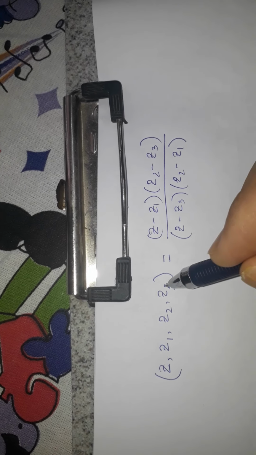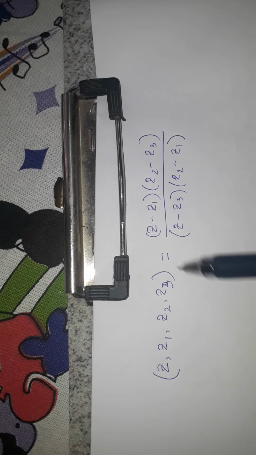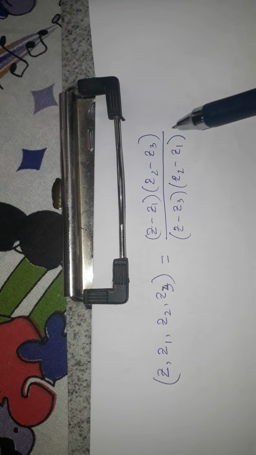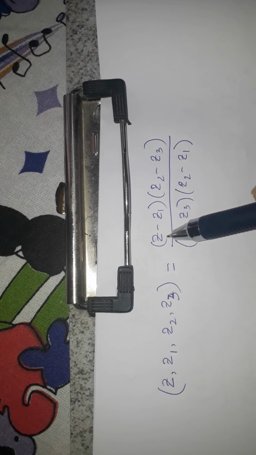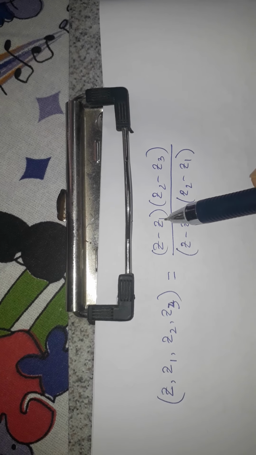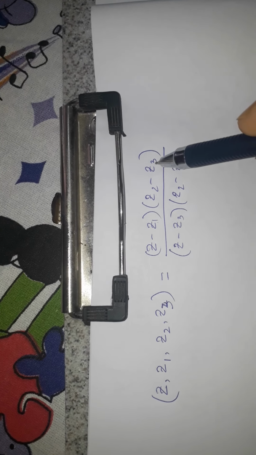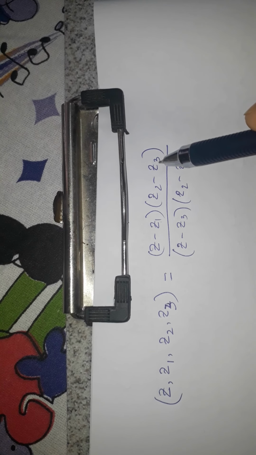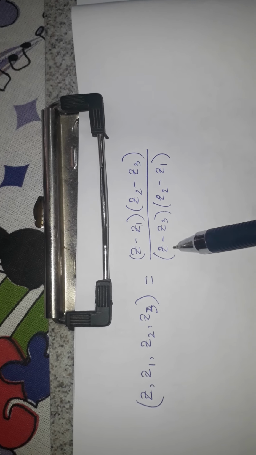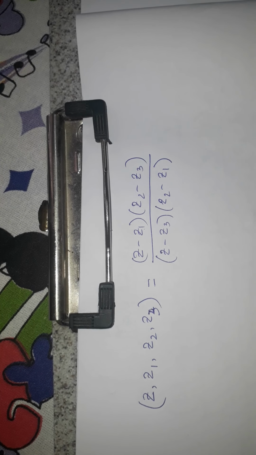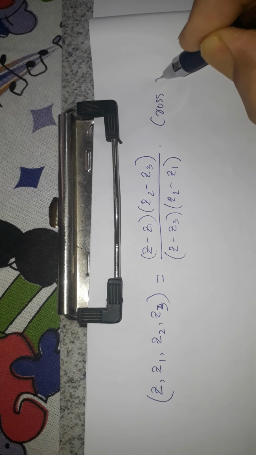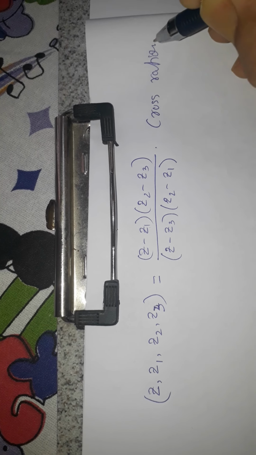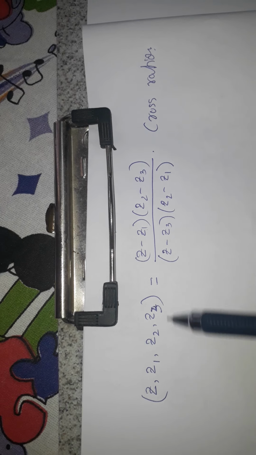Okay, you can define different cross ratios, but we will define the cross ratio in this way. It is easy to remember because it is z minus z1, then z2 minus z3, so it is z1, z2, z3 in that order, and in the denominator we have z3, z2, z1. Okay, so this is a cross ratio of 4 points, this one.